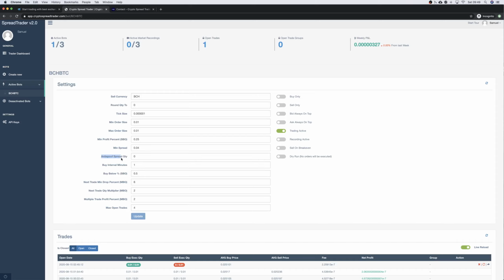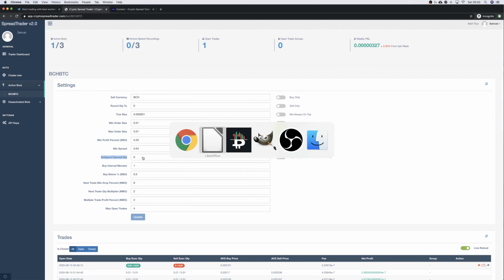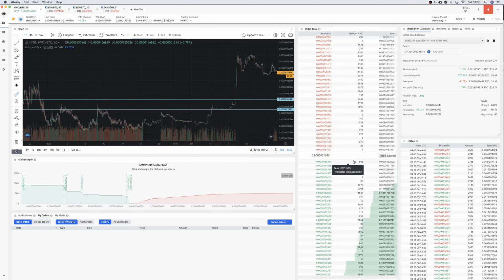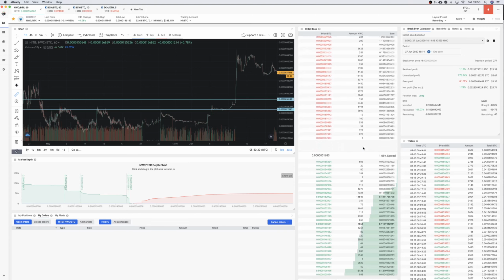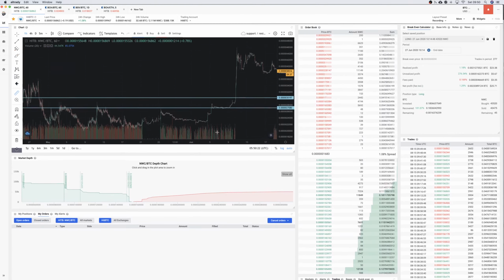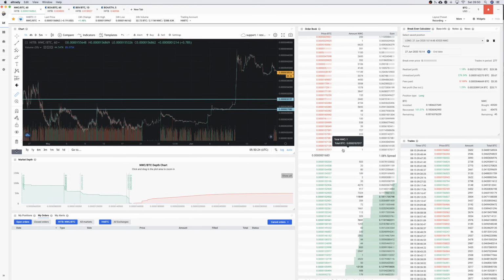The anti-spoof spread quantity, this is something that you see here. There's a guy who lowers the ask with a small quantity of 1. If I set my anti-spoof quantity to 10, then I will ignore this guy. Even if I put it to 1, I will ignore him because the quantity is 1. This means that the system, when calculating the spread, will not take this order into account.